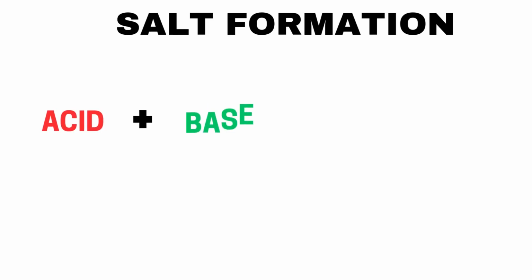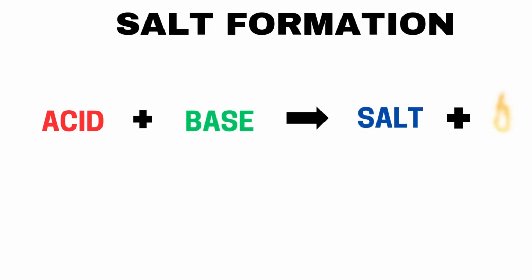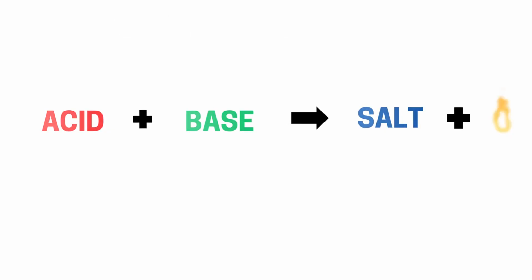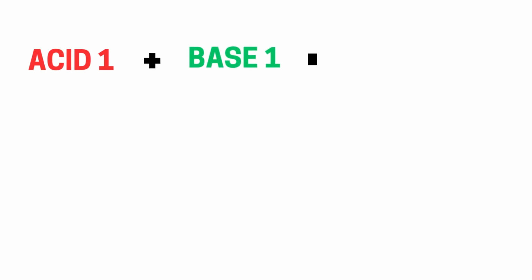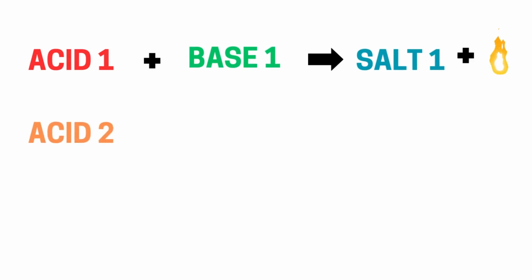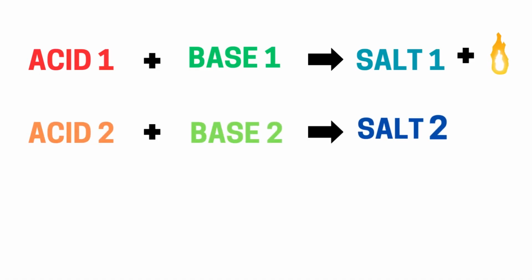So, let's start simple. Do you know how salt formation takes place? When an acid and a base interact with each other, they neutralize to form simple salts, along with heat released. Let us assume an acid 1 reacting with base 1 to form salt 1, and another acid 2 reacting with base 2 to form salt 2. The salts produced in the above reactions are called simple stable salts.